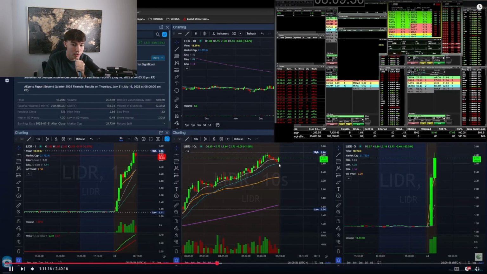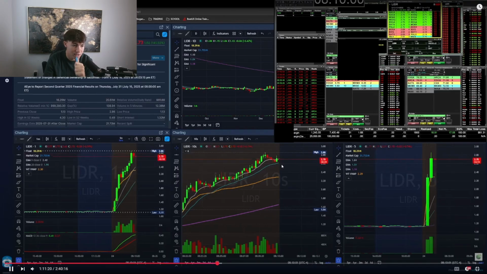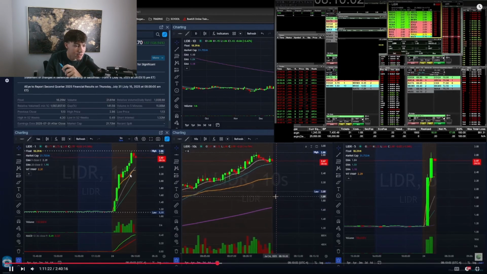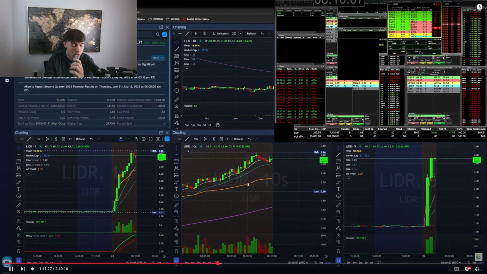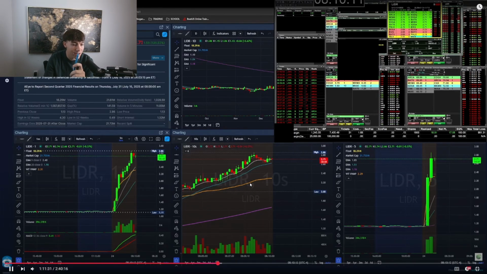So we have a little bit of a curl here, and I decided not to take a position. One of the reasons is we're kind of extended on the 9 EMA here on the 1 minute chart. So I'll watch for the next curl, and if it proves itself, it is curling and it's holding, then I'll get into a position.